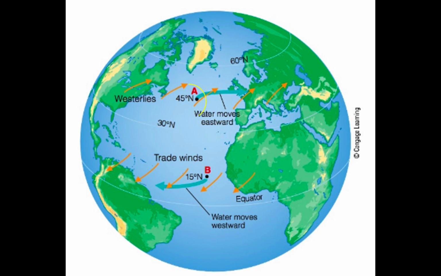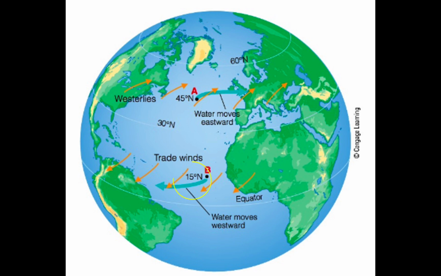At 45 degrees north, the westerlies blow from the southwest, pushing the surface layer of the water to the northeast. But due to Coriolis, the current is deflected eastward, creating the North Atlantic Current. The teal arrow shows this surface current.